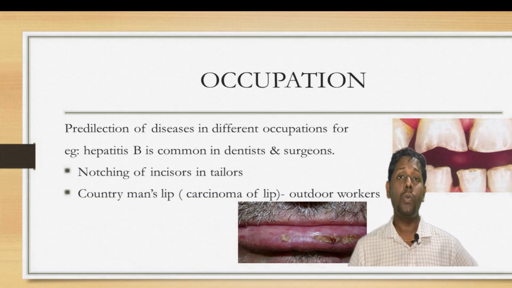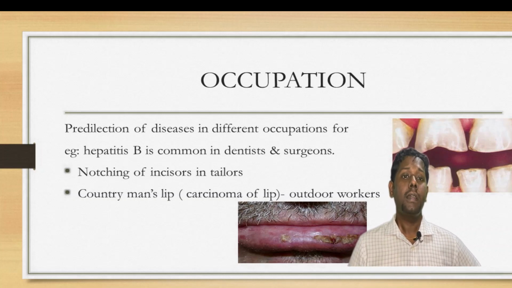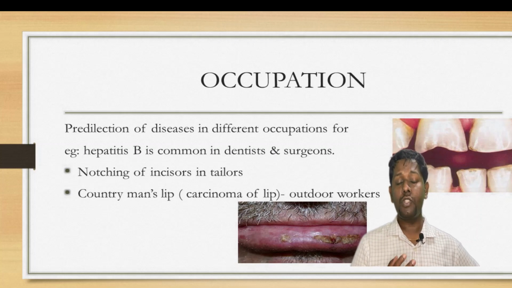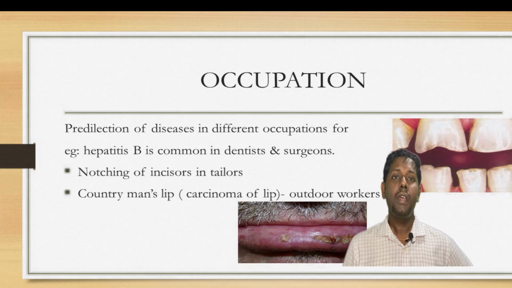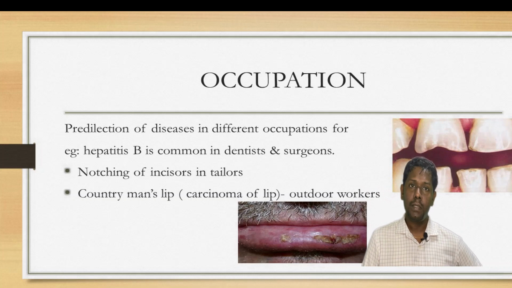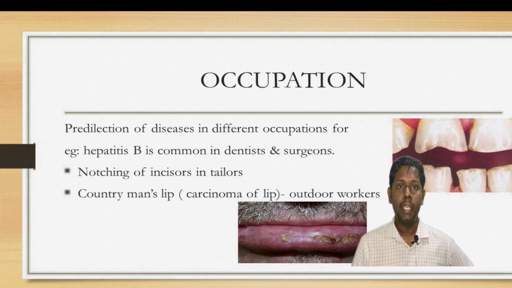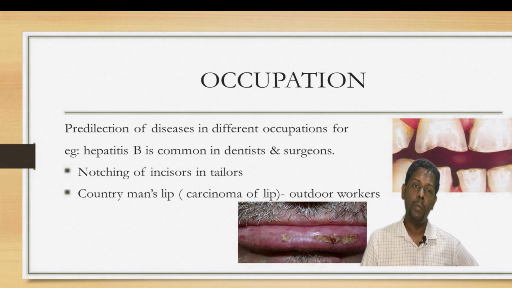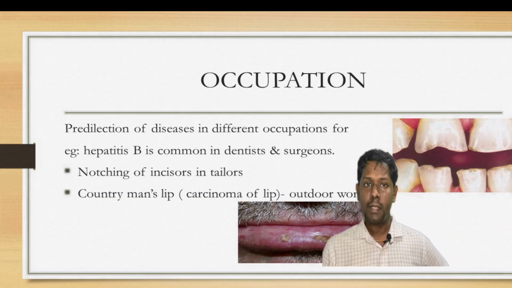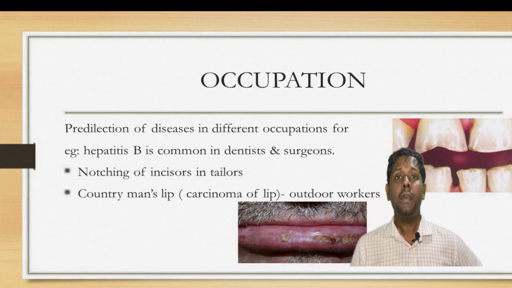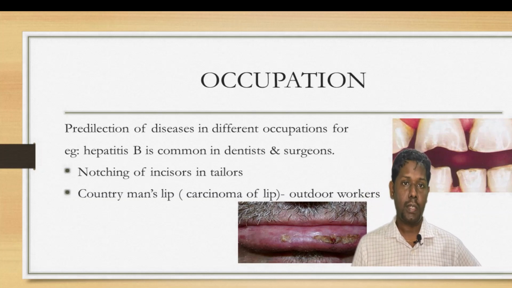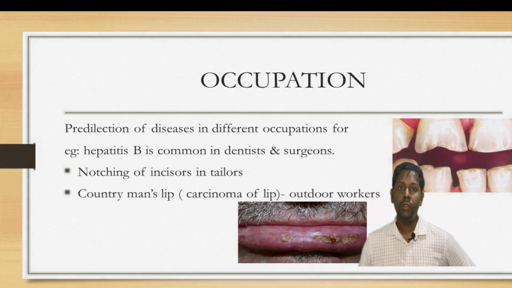Also, persons who work in outside areas can get countryman's lip, that is carcinoma of the lip. Also, we all know the notching of incisors is mainly due to holding bobby pins between the incisors, as in cobblers as well as tailors. It can happen. This is called attrition in tailors or cobblers.